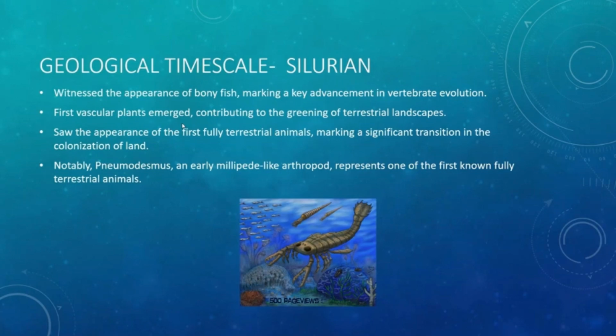First, vascular plants emerged, contributing to the greening of terrestrial landscapes. It saw the appearance of the first fully terrestrial animals, marking a significant transition in the colonization of land. Notably, Pneumodesmus, an early millipede-like arthropod, represents one of the first fully known terrestrial animals.